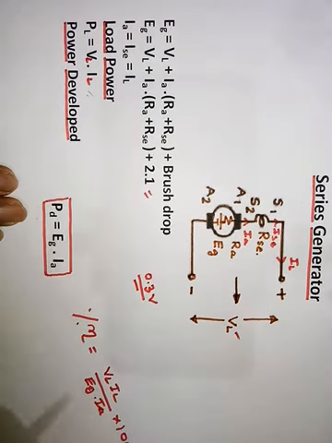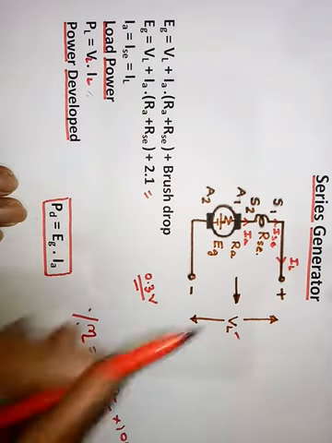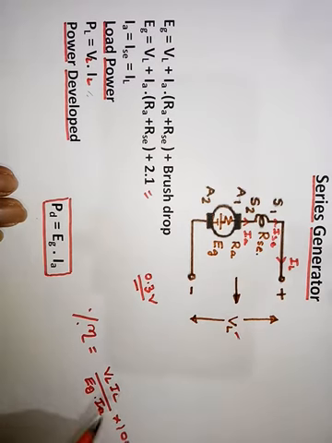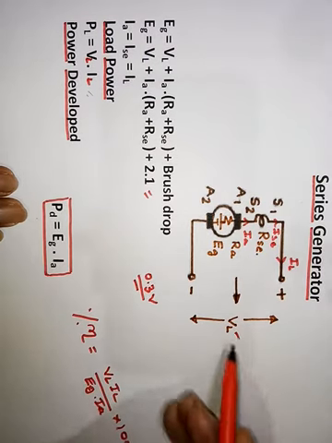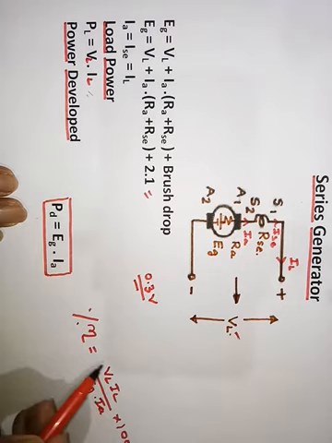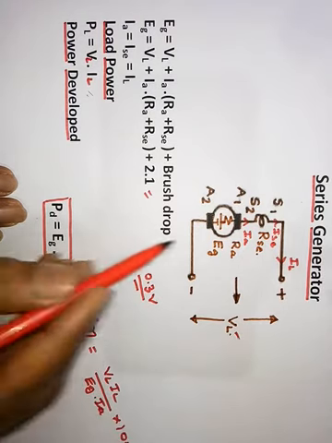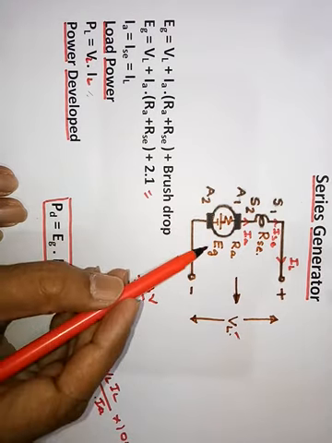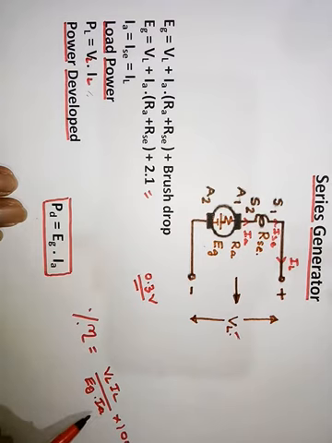नाउ सिमिलरली वी कैन ऑब्टेन द एफिशिएंसी ऑफ दिस मशीन्स. व्हाट इज द आउटपुट पावर? This is efficiency, output upon input. What is the output power? VL into IL. This is the output power, VL IL. What is the input power which is generated by the armature? This is EG into IA. And for getting the percentage efficiency, you can multiply by 100.